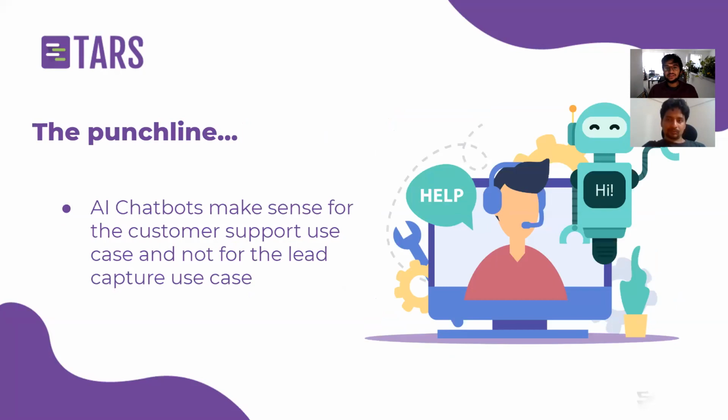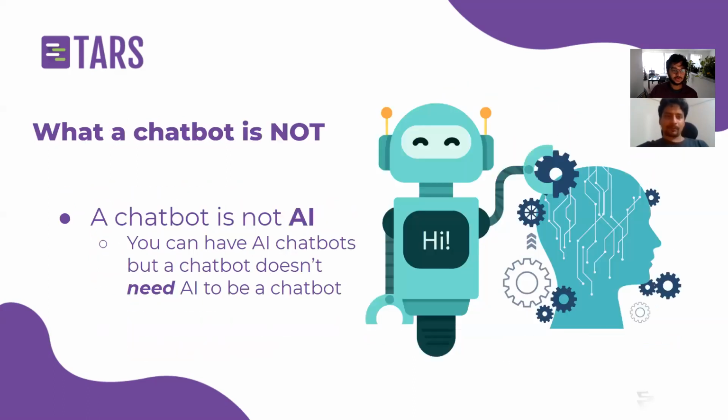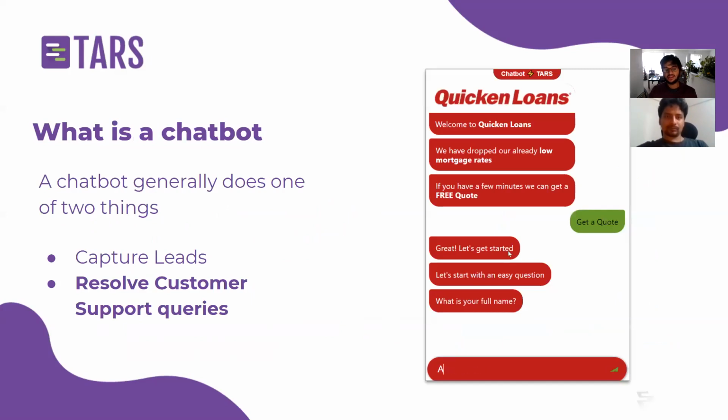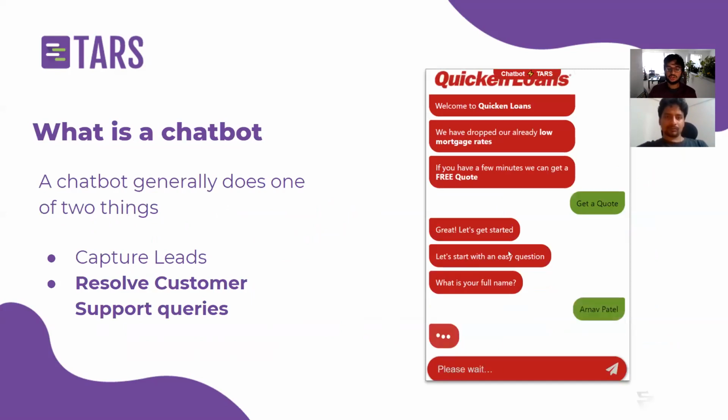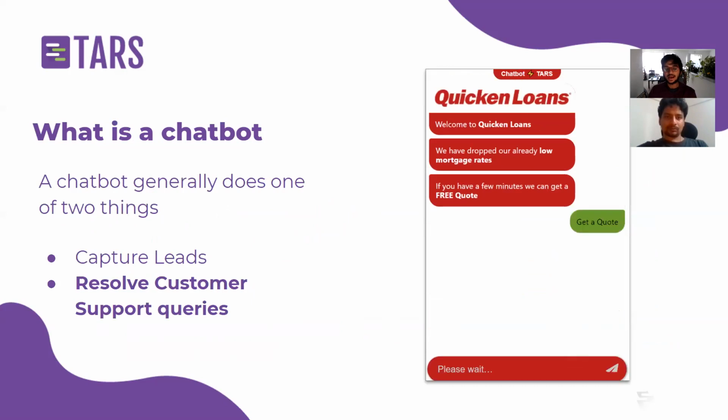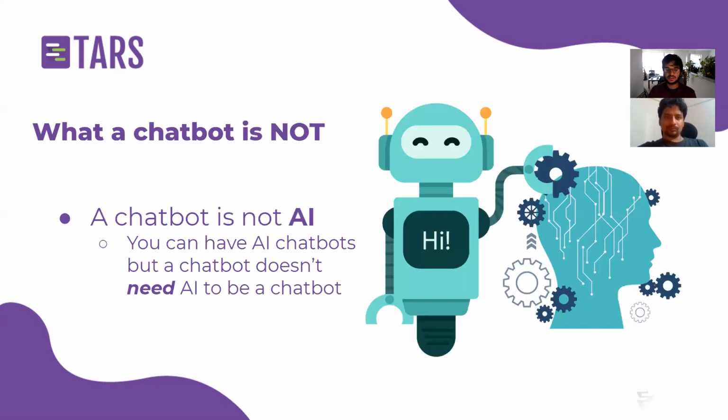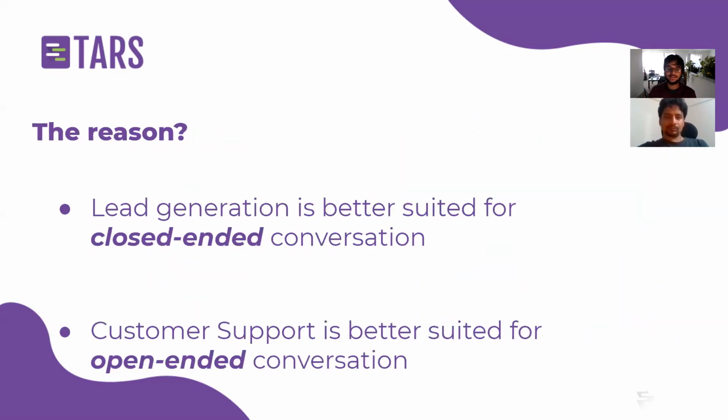And the punchline to this argument, we were going to do a bunch of slides to walk you through the reasoning behind it, but we can just skip right to the punchline. AI makes sense in customer support use cases, and it doesn't really make sense in lead capture use cases. If you remember the slide where I was talking about what a chatbot is, we divided it into essentially two types of use cases. And NLP chatbots make sense in the second use case, resolving customer support queries. They don't make so much sense in the capturing leads use case.